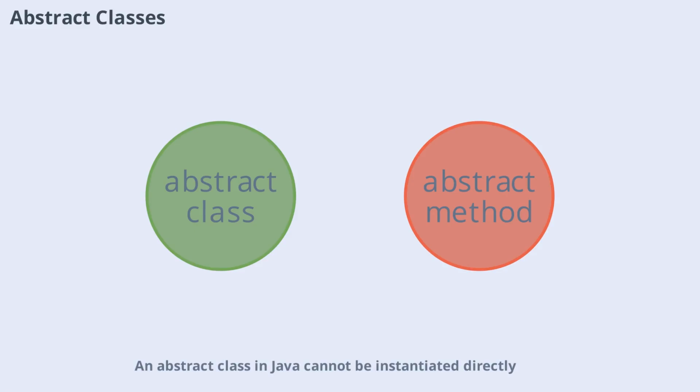An abstract class in Java cannot be instantiated directly. It may contain abstract methods, which are declared without implementation, as well as regular methods. If a class has at least one abstract method, it must be declared abstract. Subclasses must provide implementations for all abstract methods, making abstract classes a blueprint for other classes.